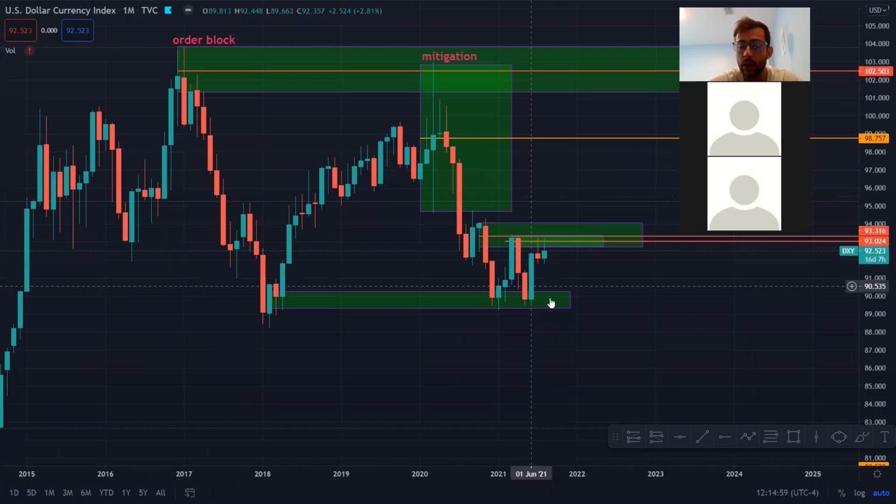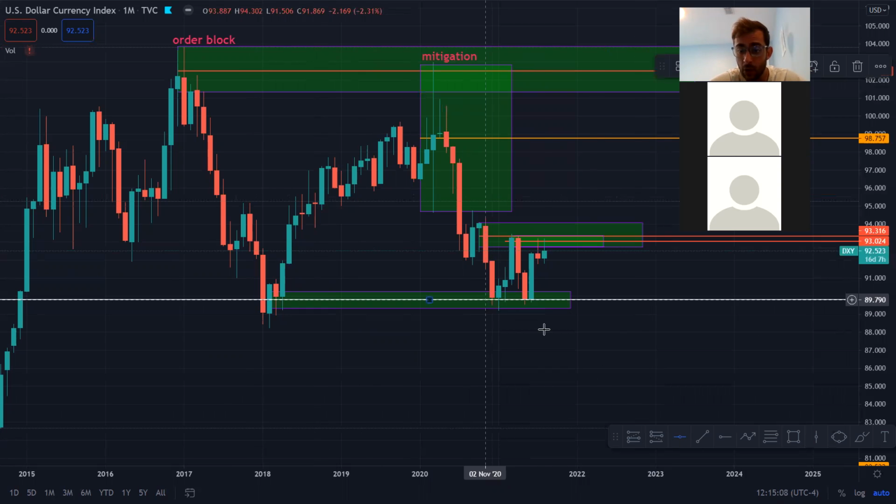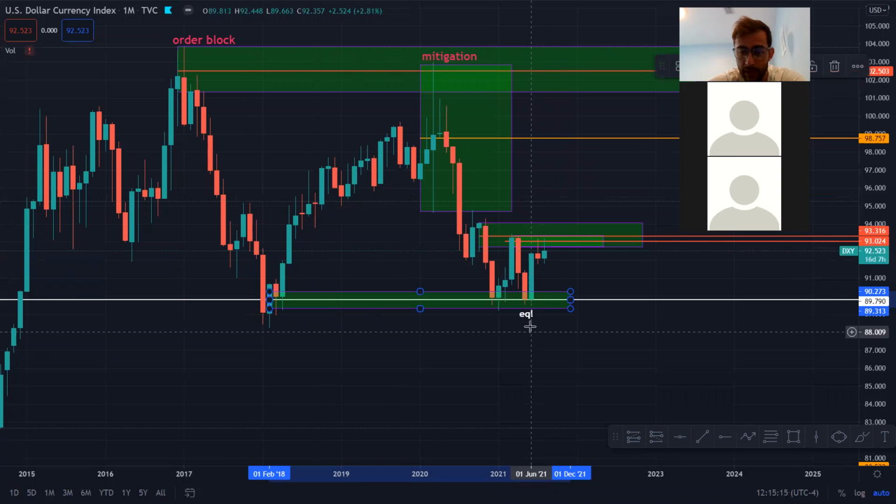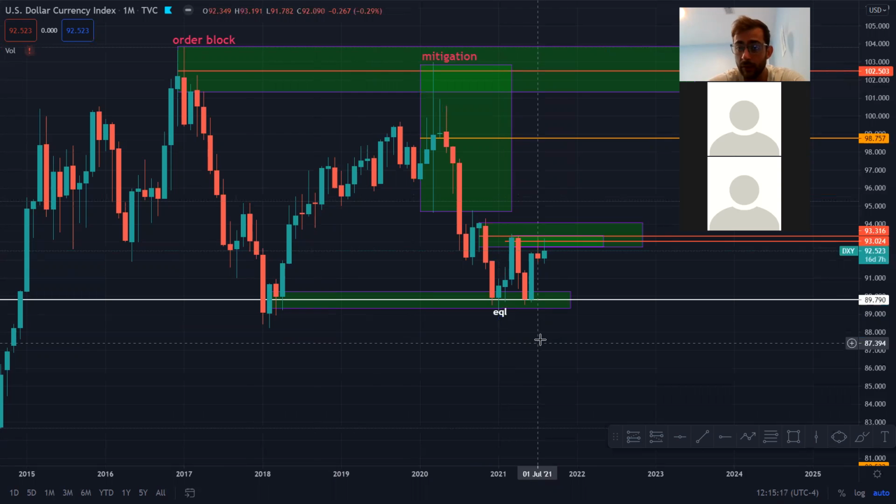It seems to be an area of support, but as smart money institutional traders, we know that this support level actually has a ton of liquidity. When we see equal lows such as this, let me label that as an equal low. When we see EQL, that means equal lows. What do equal lows mean to us as traders?